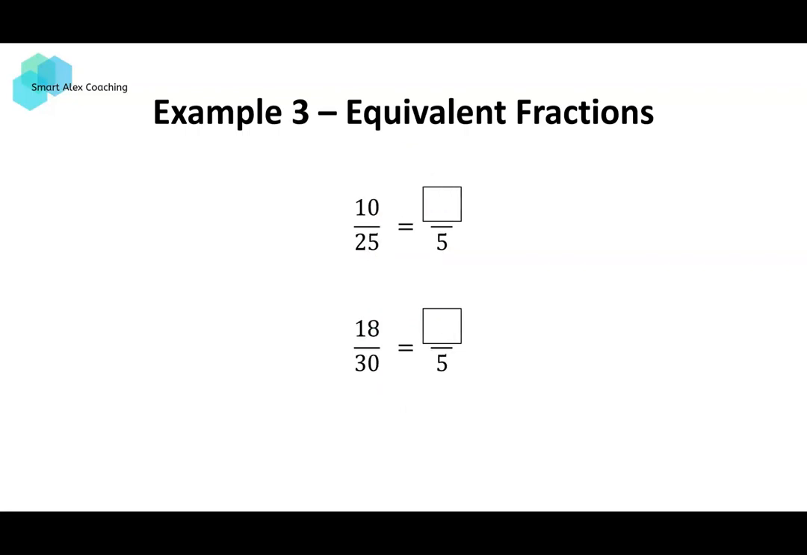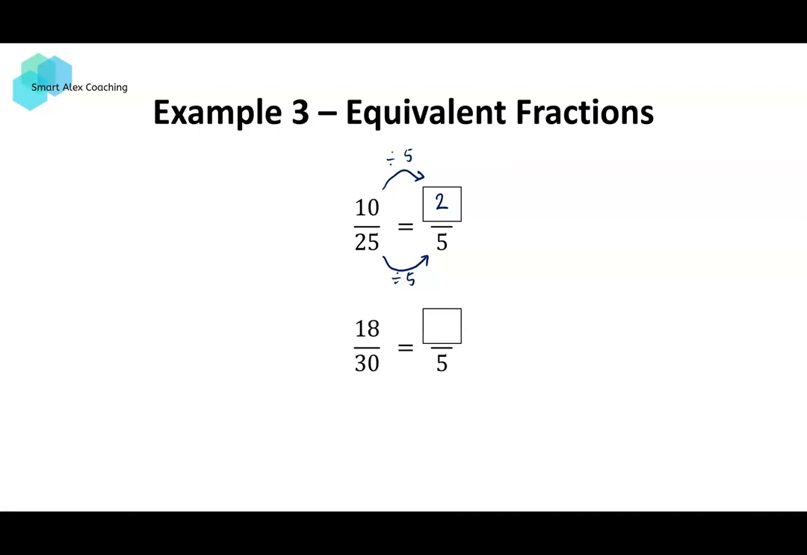We don't always need to multiply to convert to an equivalent fraction. In the example I'm going to be giving here, what I'm going to do is I'm going to divide. 25 divided by 5 is going to give me 5. Therefore, I'm going to divide 10 by 5 also, which will give me 2. So I have 10 over 25 is equal to 2/5.